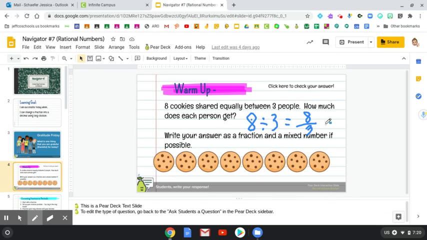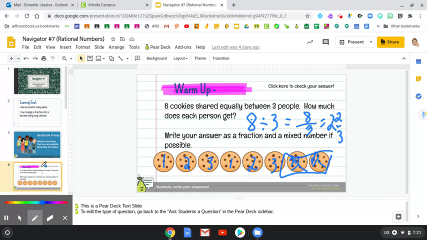So 8/3 is the same as 2, because 2 groups of 3 is 6, and I would have 2 leftovers. What I mean by that is if I have 3 people, person 1, 2, and 3 can each get 2 full cookies, and I have 2 leftovers, right? Or I would split these up and they would get 2 of the thirds out of each of them. Okay, so it's 2 and 2/3. 8/3 and 2 and 2/3.